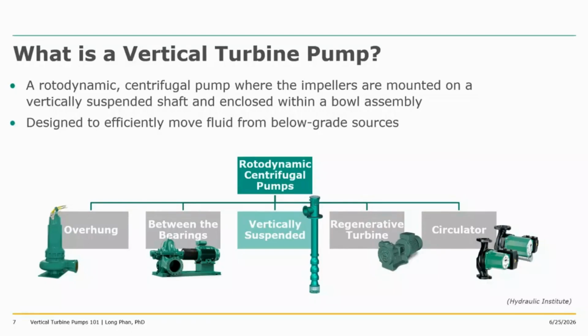The vertical turbine pump is called vertically suspended because the impellers are mounted on a vertically suspended shaft and enclosed within a bowl assembly. They are designed to efficiently move fluid from below-grade sources.